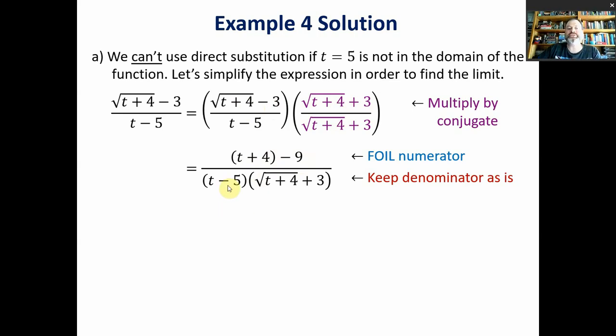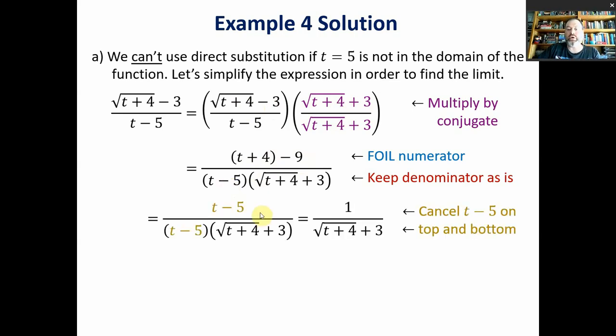Now we're trying to cancel this t minus 5. That's our goal. It's what we want to do. So the numerator simplifies to t minus 5. Just cancel those t minus 5s. You get a 1 in the numerator, and you're left over with just part of that conjugate in the denominator. So what have we done? This function here is the same as this function, except for one point. This has a hole in the graph somewhere at 5. This doesn't. That's it. That's all we've done. We've removed the hole.